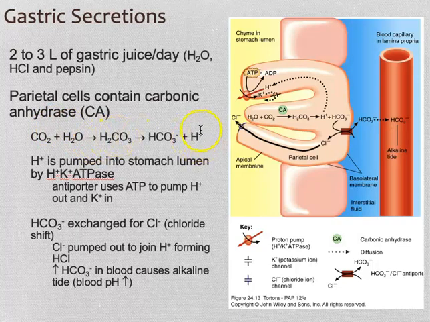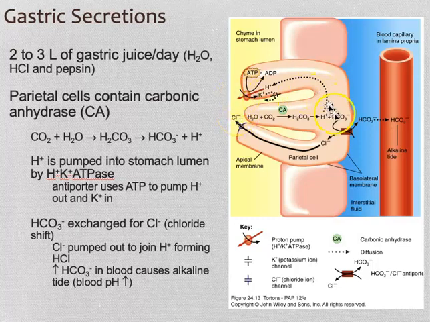So to get the hydro part of it, you just take the carbon dioxide and water, you quickly convert that into bicarbonate and hydrogen ions, right? And that's going to be through the help of this carbonic anhydrase. That's what you're seeing in this equation here. And then what the parietal cells do is they take these hydrogen ions and they're going to actively pump them into the lumen of the stomach.